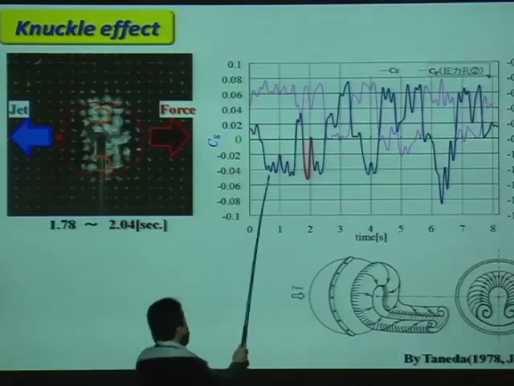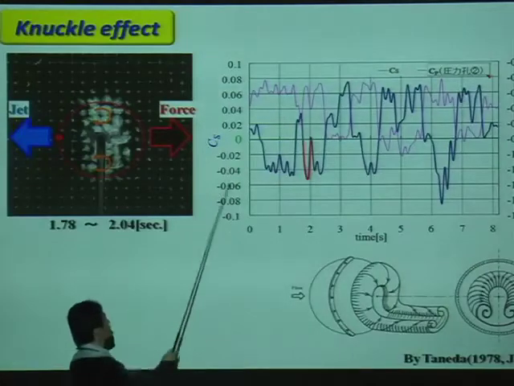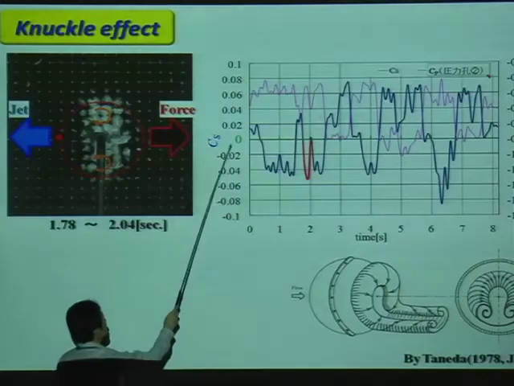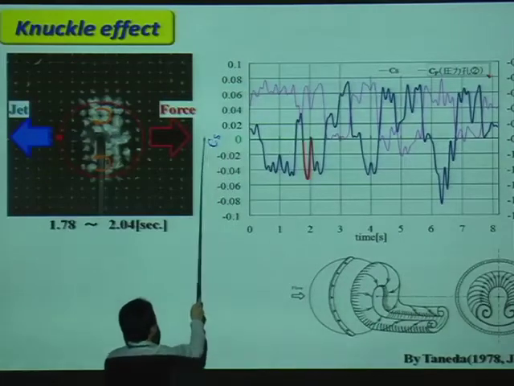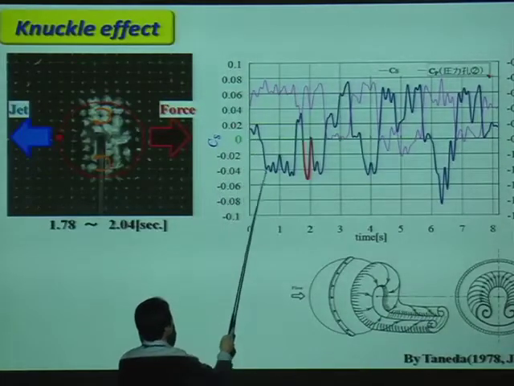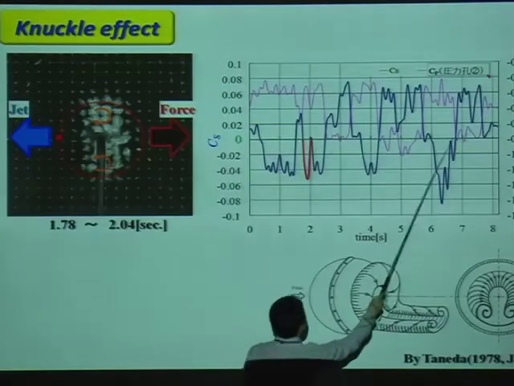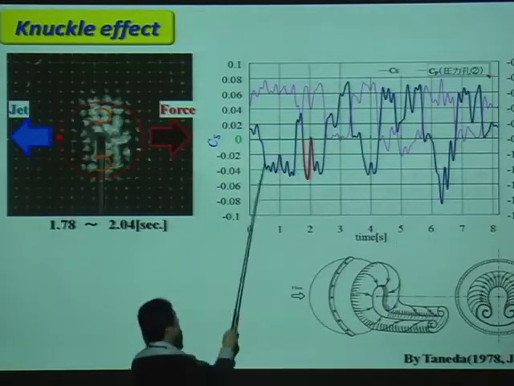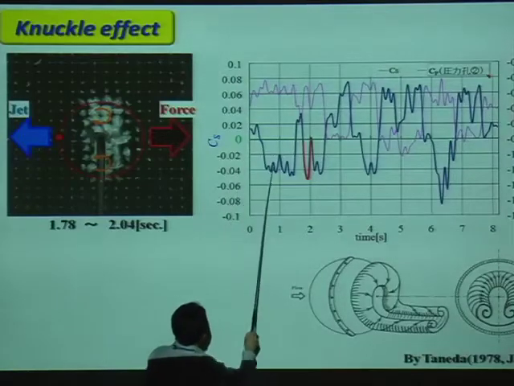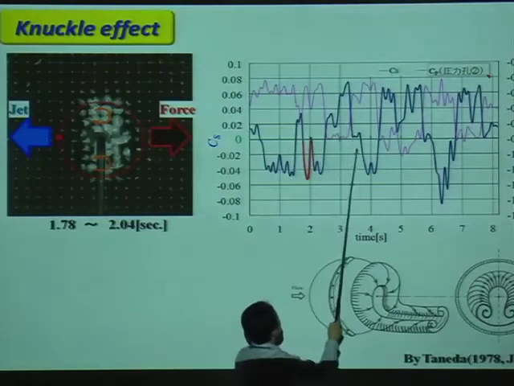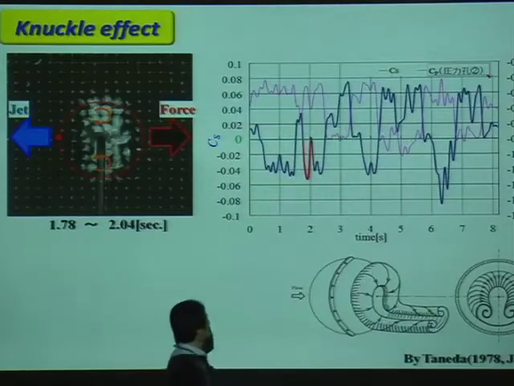This figure shows the time variation of the side force coefficient CS, blue line. And the side force coefficient CS changes around 0. The large scale variation, the period of large scale variation is about 1 to 2 seconds.